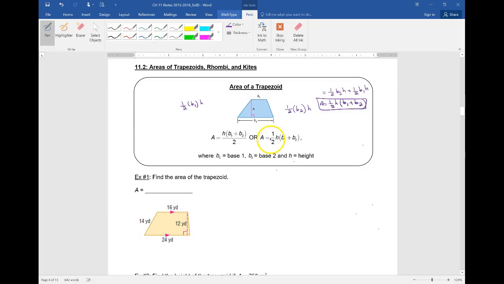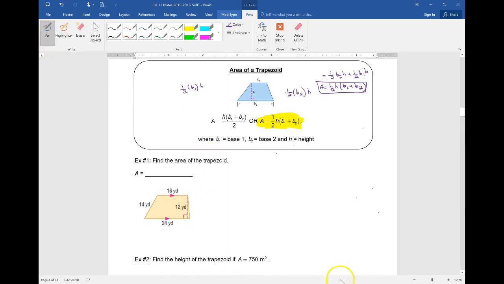The book has it written this way. This is the more common way of writing it. I actually prefer this way more. I actually also write my h in the back sometimes. So it's half base 1 plus base 2 times height. Okay? All right. Questions.